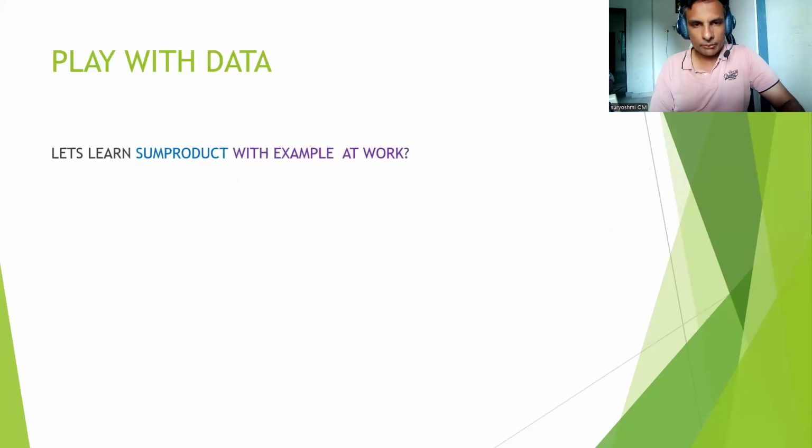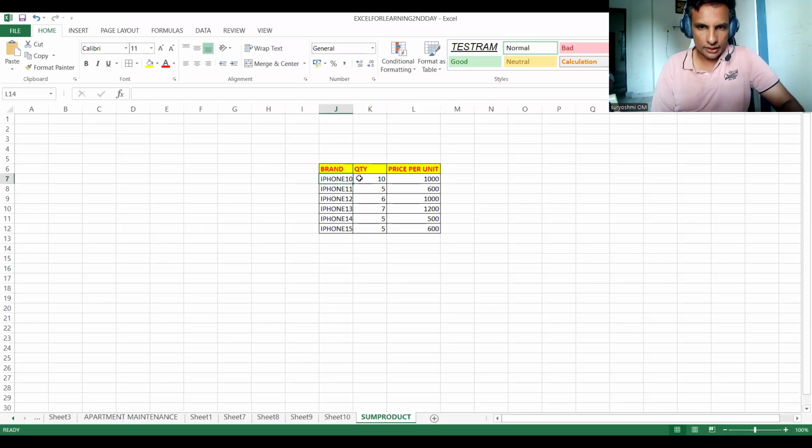Okay, let's get back to the practical. In this example, this is the brand of iPhone, this is the quantity, and this is the price per unit. If you'd like to know the price, basically what you have to do is multiply this into this. Now if you drag it down, you are getting the total.